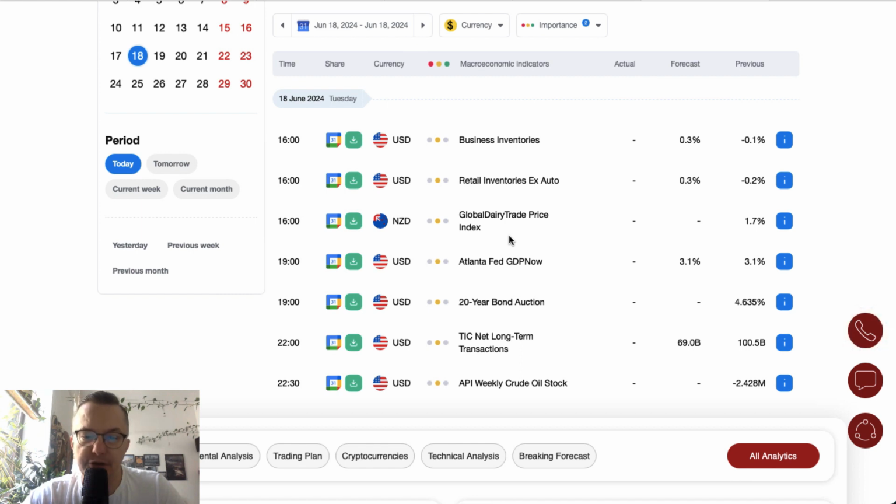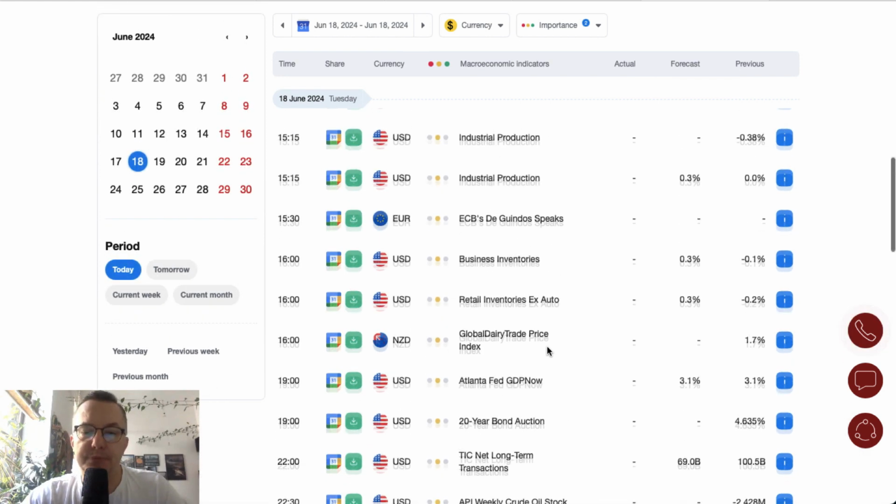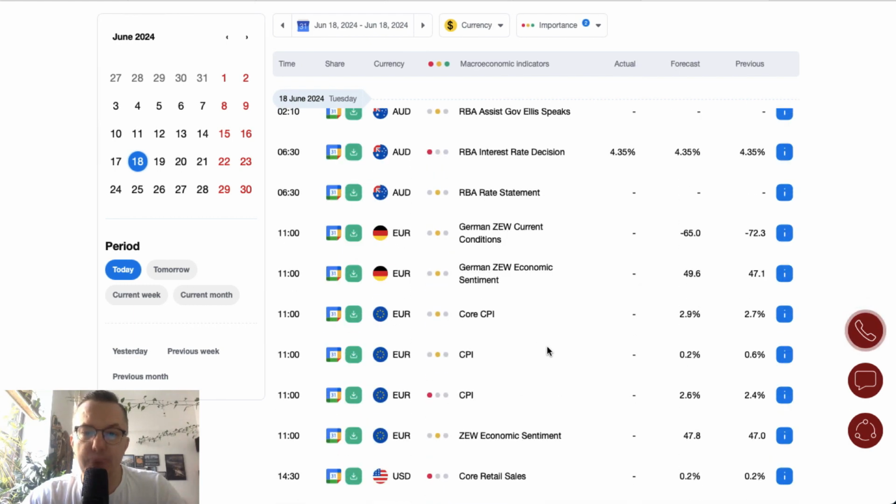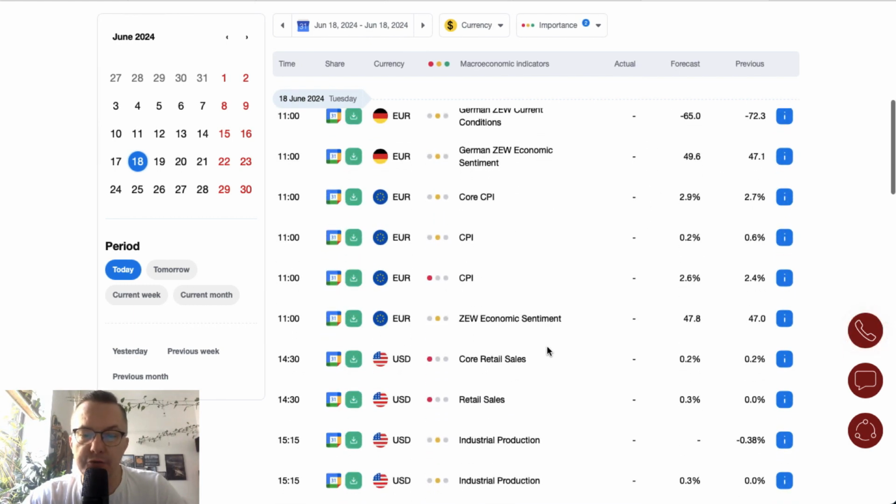Atlanta GDPNow is scheduled for release at 7 p.m., together with the 20-year bond auction, and at the end of the day we got the net long-term transactions from the US and the API weekly crude oil stock data. So pretty intense trading sessions, both London and New York, ahead of us.